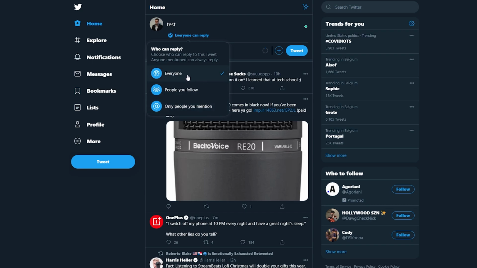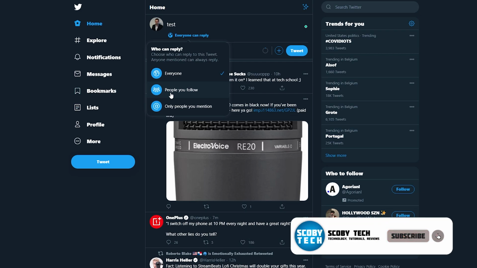So of course, everyone means anyone that sees the tweet is able to reply. The second option is people you follow, so only people you follow will be able to reply to this tweet. And lastly, people you mention, so only people you actually mention in the tweet will be able to respond to this. This gives us a lot of flexibility if you're creating specific tweets.